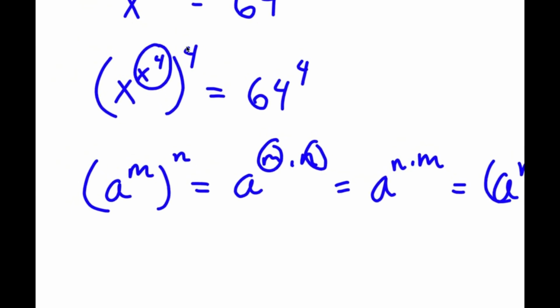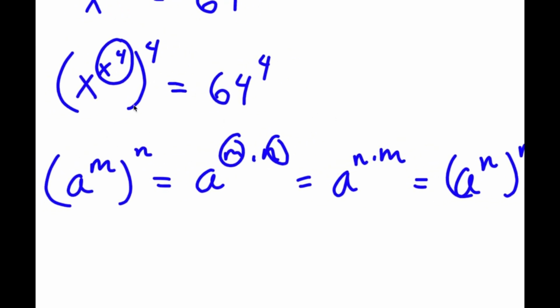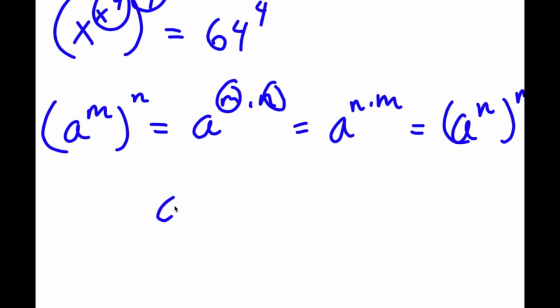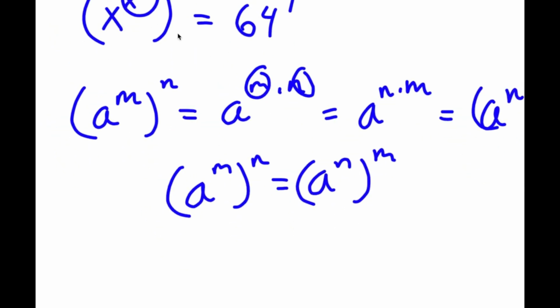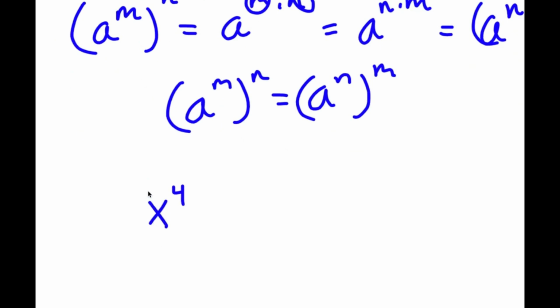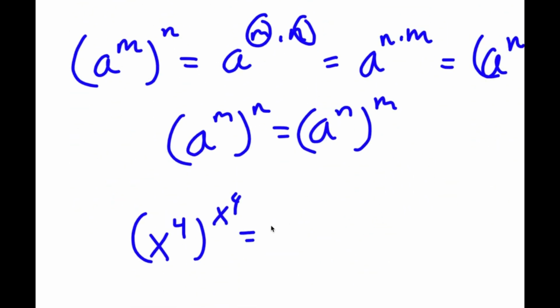So we can think of x to the power of 4 as m in this case, and 4 as n. So if a to the power of m to the power of n is equal to a to the power of n to the power of m, then x to the power of x to the power of 4 to the power of 4 is going to equal x to the power of 4 to the power of x to the power of 4. And this is equal to 64 to the power of 4.